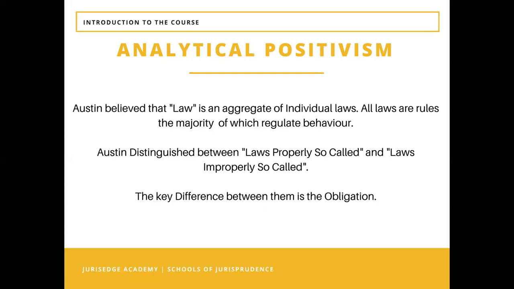But before going into the next slides, one more important thing we need to say is why Austin made the difference between laws properly so called and laws improperly so called. The difference is made for one reason, that is obligation. Austin says laws properly so called are commands that have obligation as an integral part. The subdued party has a duty to follow, and if they don't do the duty, they have to face the sanction of the law. That is the obligation the subdued or inferior party has to follow, and due to this obligation, he made the difference between law properly so called and law improperly so called.